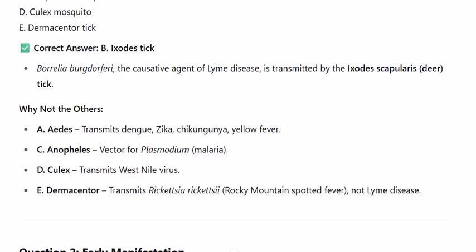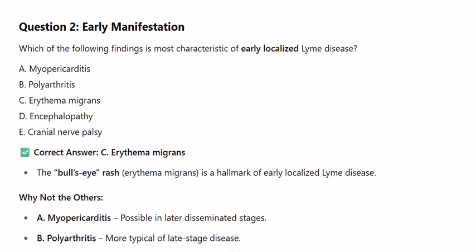Question 2, early manifestation. Which of the following findings is most characteristic of early localized Lyme disease? A. Myopericarditis, B. Polyarthritis, C. Erythema migrans, D. Encephalopathy, E. Cranial nerve palsy. C. Erythema migrans. The bullseye rash, erythema migrans, is a hallmark of early localized Lyme disease.